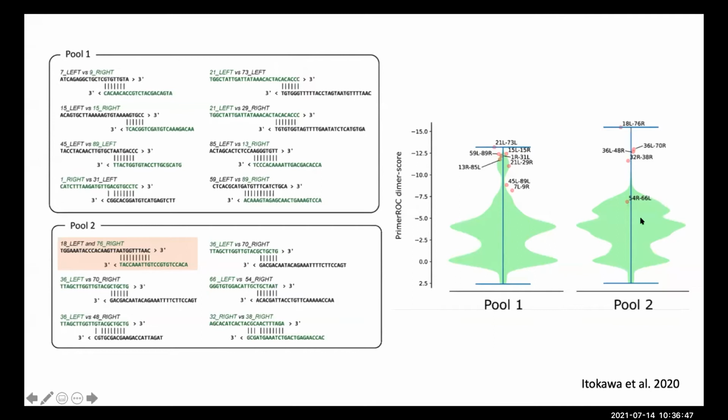And what they discovered was that there were interactions within some of the primer pairs that were forming that were sort of interesting, because they all had something in common, which was that they were interactions, but they were specifically interactions with three prime stability.